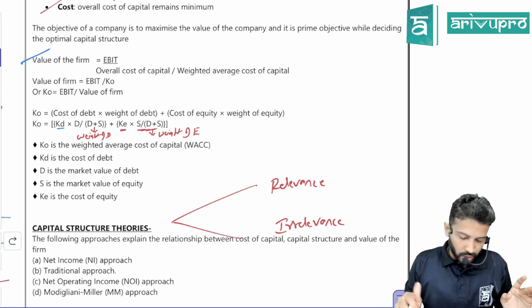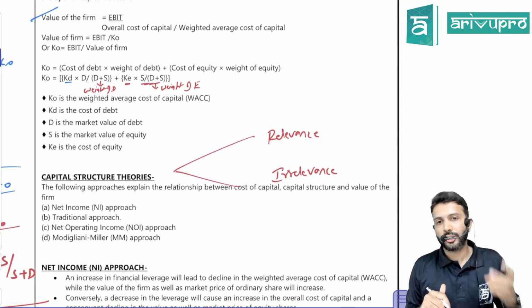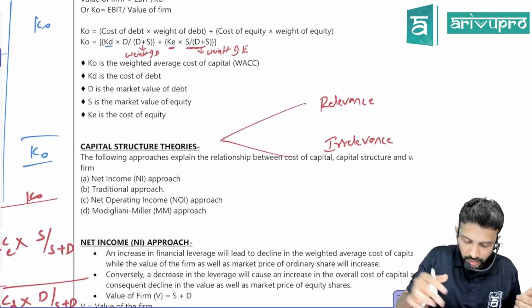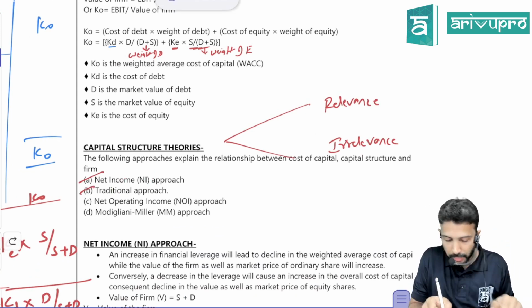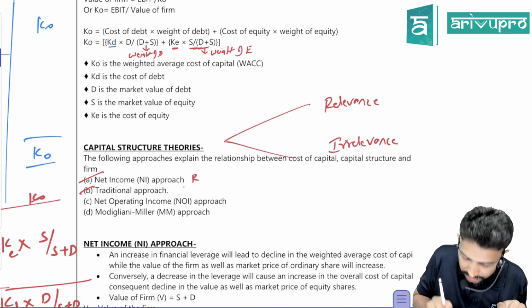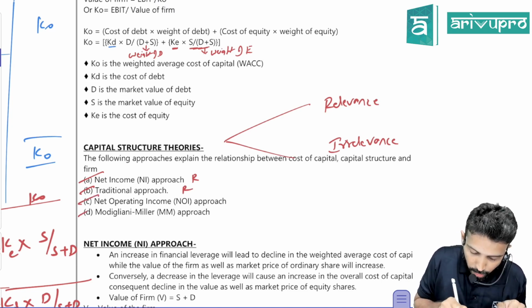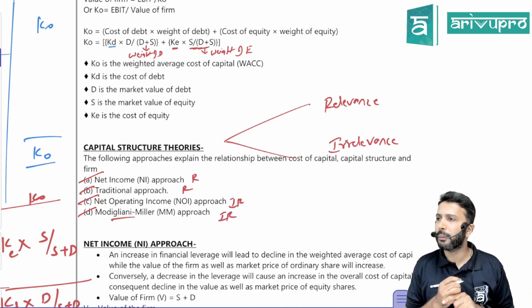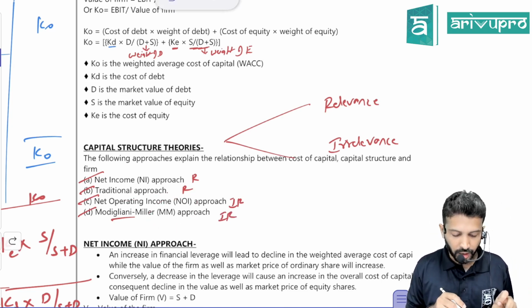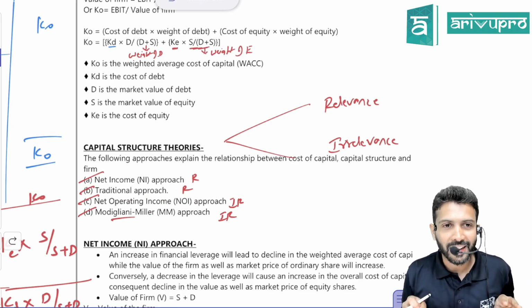Under relevance theory, there are two: the net income approach and the traditional approach. Both are relevance theories. The net operating income approach and the Modigliani-Miller approach are irrelevance approaches.